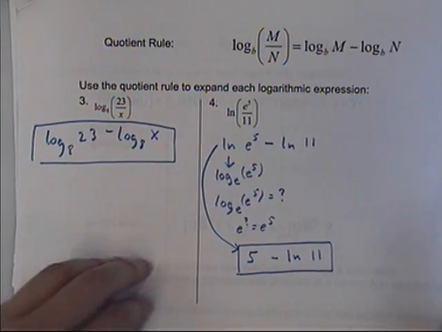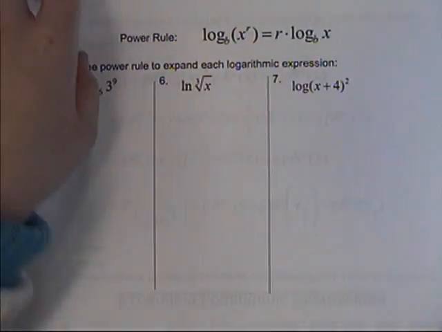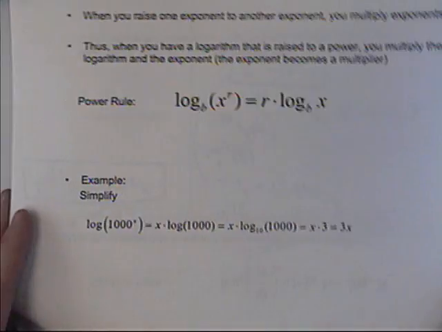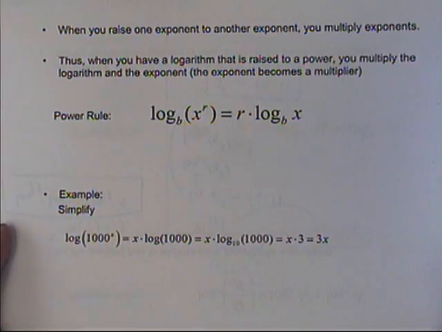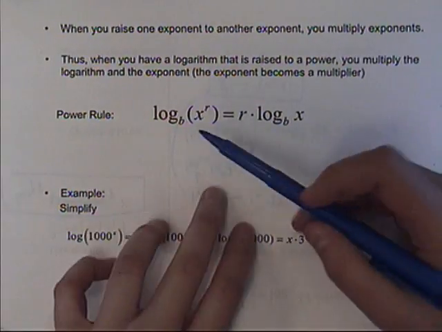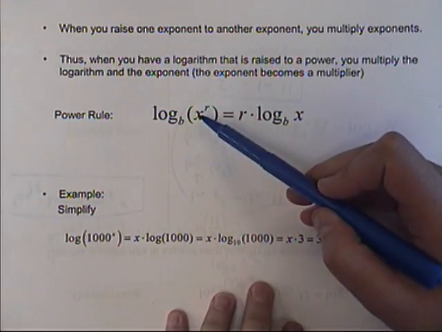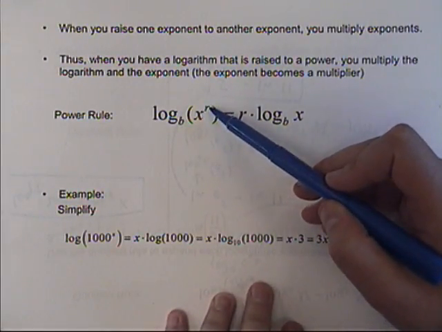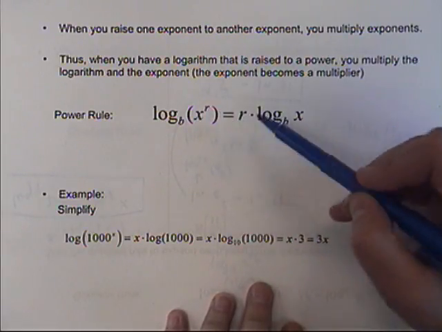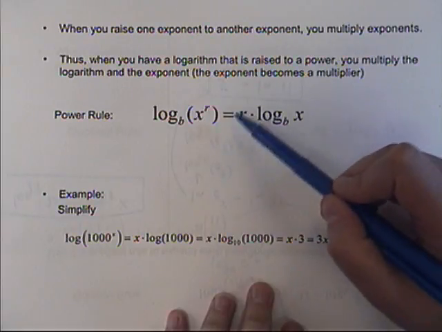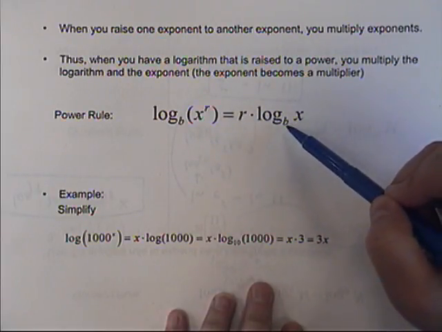The last rule is the power rule, which is a little odd. It's not something you'd think would make sense, but basically if you have a log of some base raised to a power, to an exponent, that exponent can be removed and written as a constant, multiplied onto the whole main term.